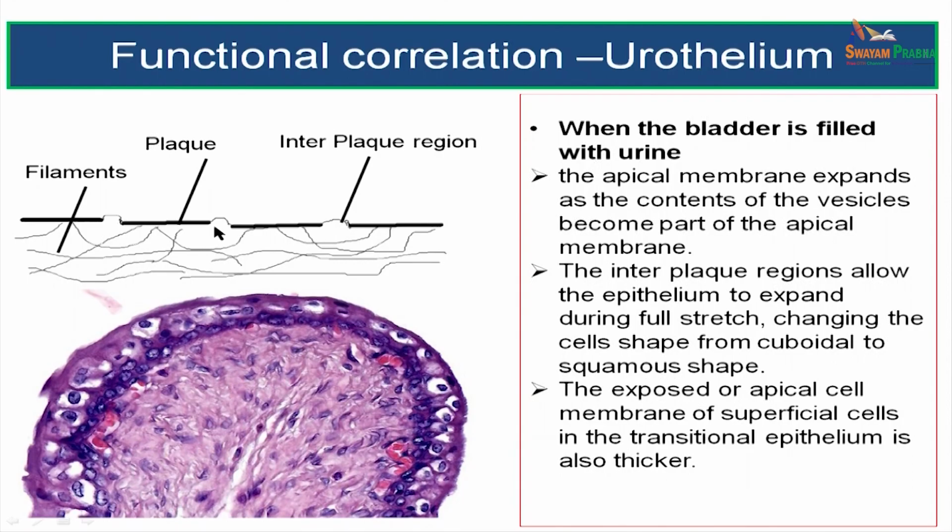So, when empty, the plasma membrane is kept folded with the interplaque region acting as a hinge. When the bladder gets filled with urine, these vesicles or the stacks or piles of plasma membrane become part of the apical membrane. So, there is extra membrane present which makes the cells squamous in shape. The exposed or apical cell membrane of superficial cells in the transitional epithelium is also thicker. You can see in this picture.